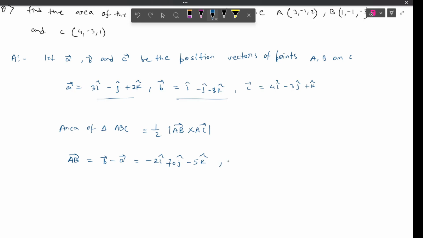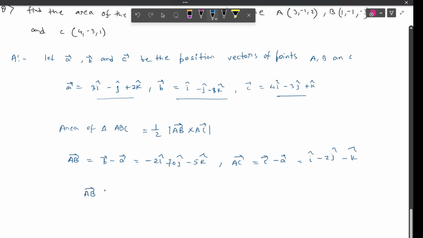Now if we find out AC, then final minus initial, so C vector minus A vector. So we have to subtract A from C. So 4I minus 3I, that is I cap, minus 3J minus of minus J, that is plus J, that is minus 2J cap, and K minus of 2K, that is minus K cap. Now we have to find out first AB cross AC.